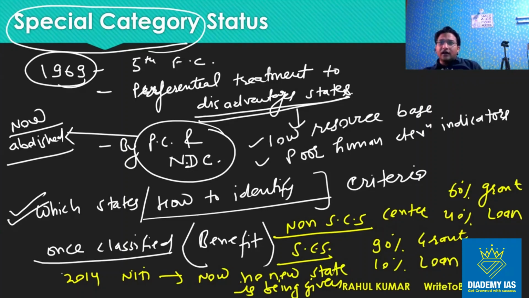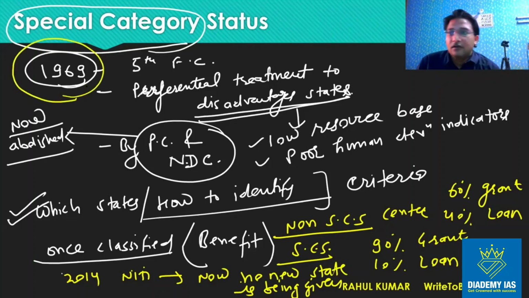First of all, as we said, in 1969 it started, right? There is no constitutional obligation. There is no word written in the constitution which says that the states will be classified as special category states, right? So this is not a constitutional obligation. This is primarily the discretion of the central government. It is not an obligation under the constitution, so it can be abolished without any problem. That is why this was abolished in 2014, right?